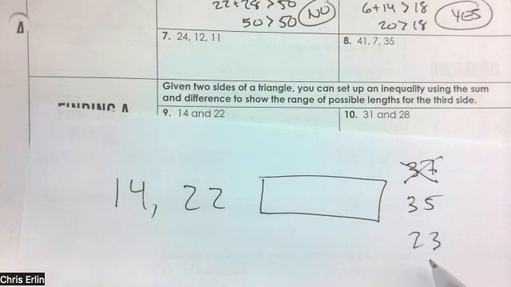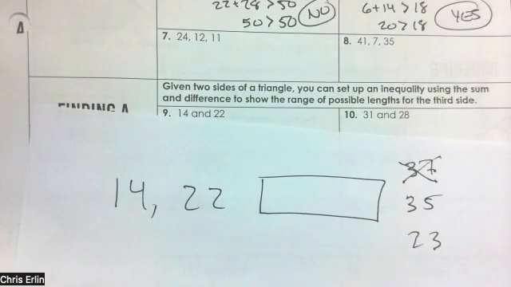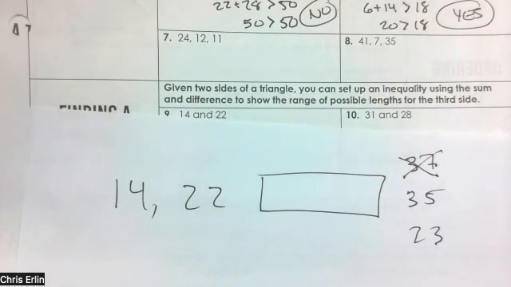Isn't it everything in between 8 and 36? Boy, that's crazy. How'd you get those numbers? You're right. Where'd you get those from? Because if you subtract, the lowest number you can use is 22 minus 14, and the highest is 14 plus 22, which equals 36. Does that make sense for you? Or you guys want to hear it a different way?